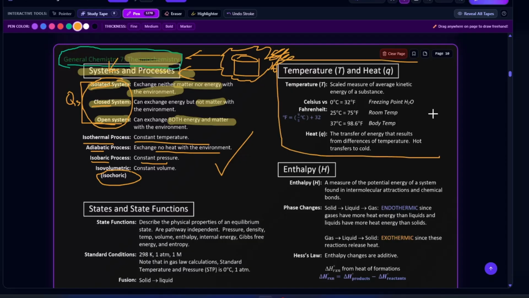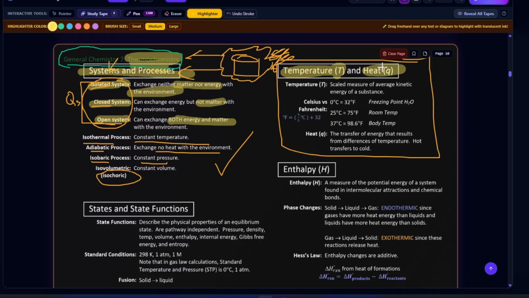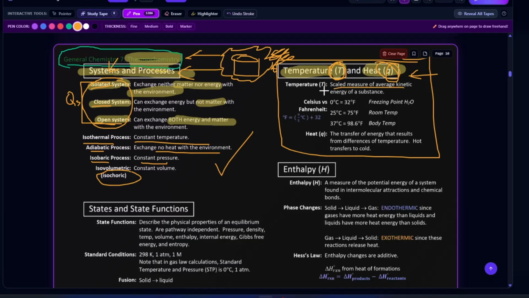Temperature and heat, we're going to go through this first. So temperature is different from heat. In a lot of formulas, heat is represented by Q, and temperature is represented by T. And as a scale, temperature measures the average kinetic energy of a substance.